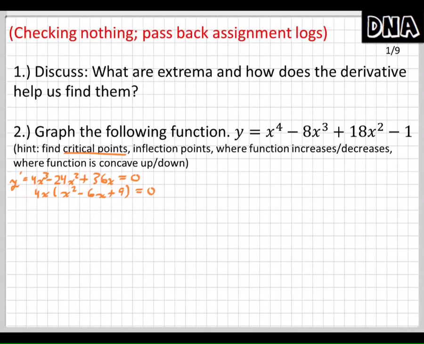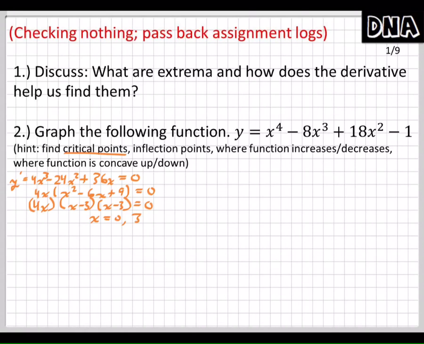So then I solve. Oh wait, not fully factored. Here we got 4x is one factor, another factor is x minus 3, and then the other one is x minus 3. I could have written x minus 3 squared, but I suppose it doesn't matter. If I set these factors equal to 0, I get x equals 0 and x equals positive 3.